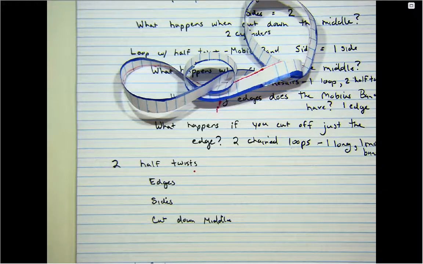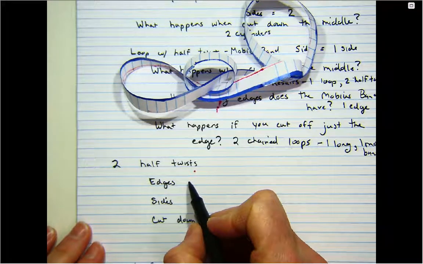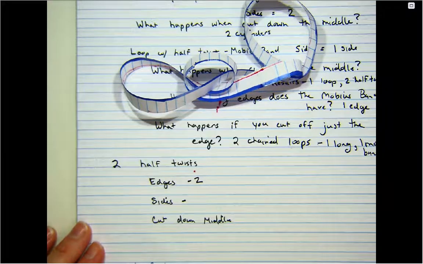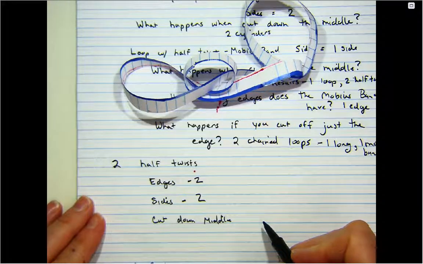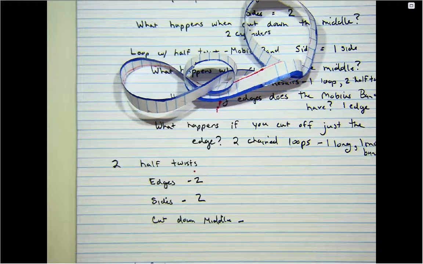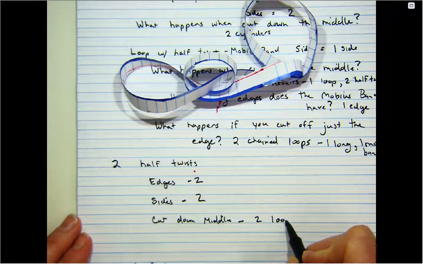Well, I see some of you are still working, but many of you are done. So can you please tell me, when you had two half twists, how many edges were there? Two edges. When you had two half twists, how many sides were there? Two sides. And when you cut down the middle, what was the result? There's two loops together. Okay, great. Two loops chained together.